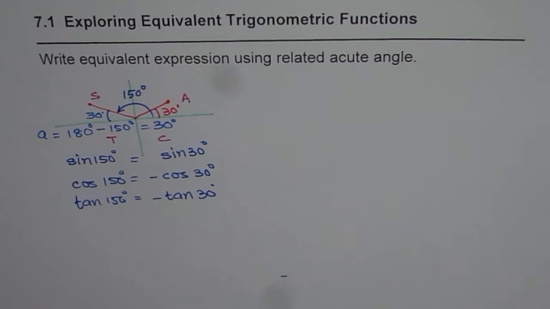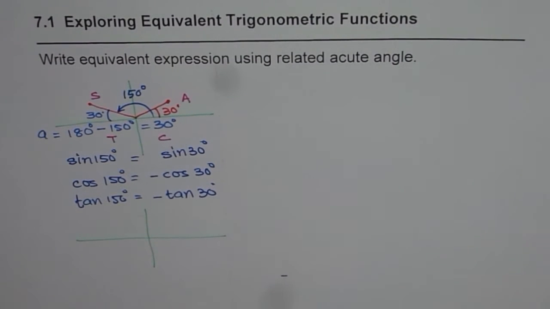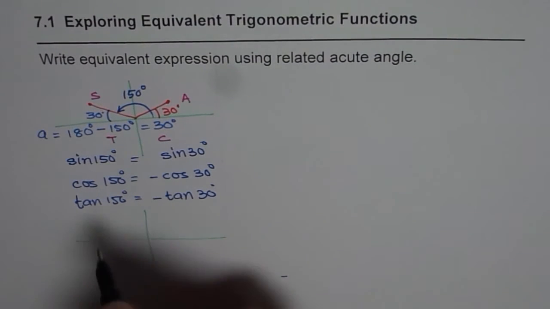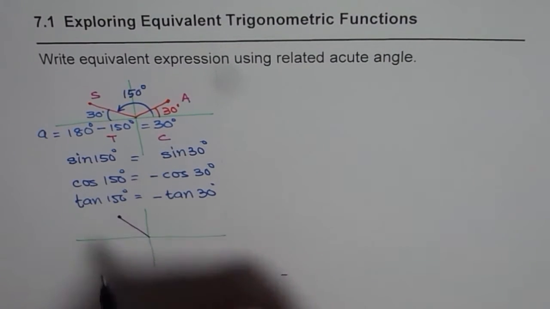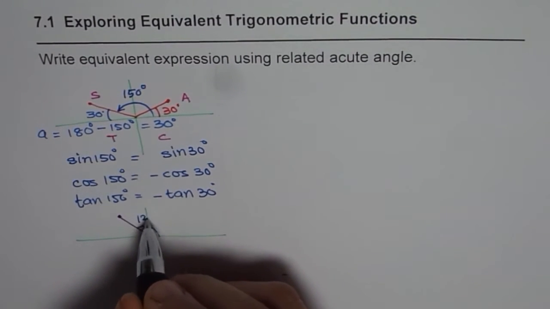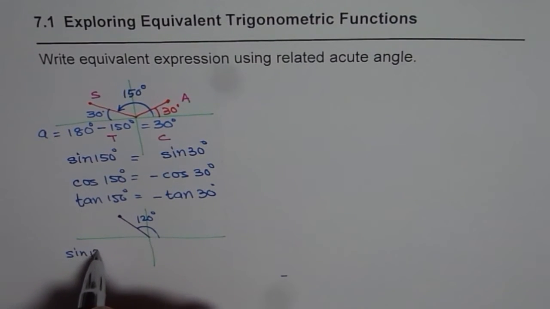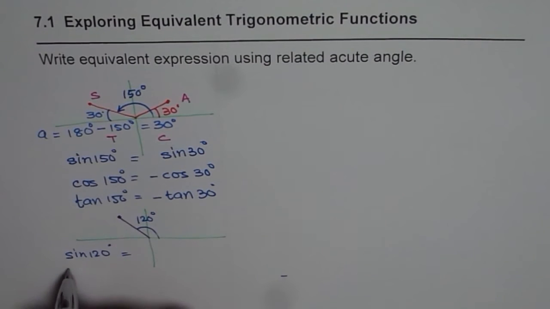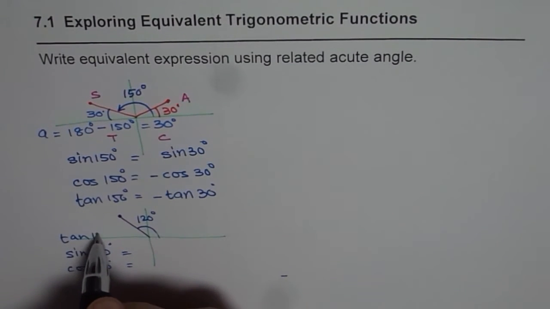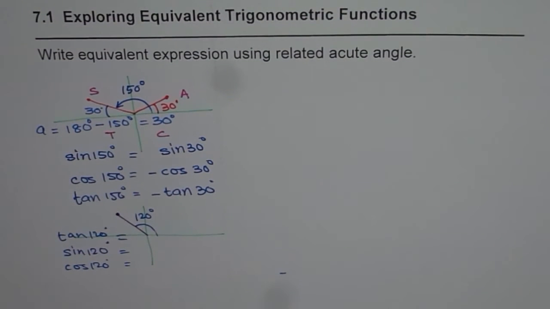Now let me take one more example and then you can write the answers for that. For example, let's again take quadrant 2. This time we have, let's say, the terminal arm making an angle of 120 degrees. In that case, how are you going to write sine of 120 degrees, cos of 120 degrees, or tan of 120 degrees in terms of its related acute angle? So let that be an exercise for you.